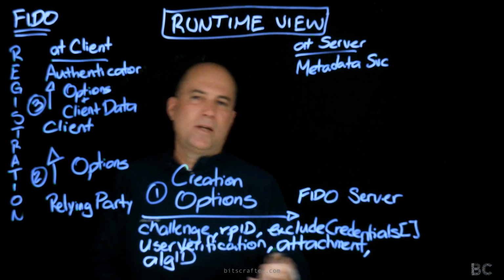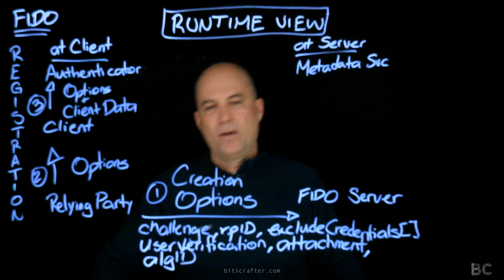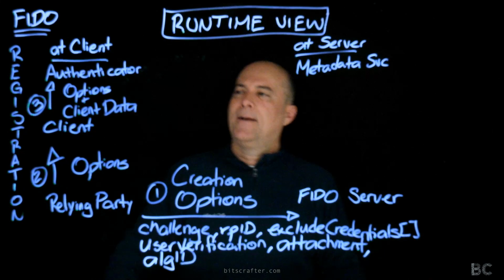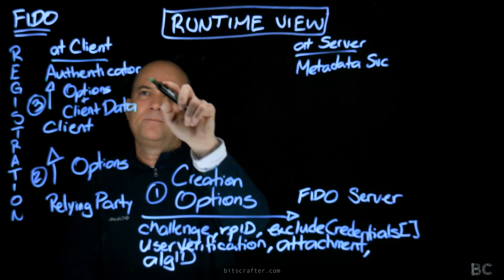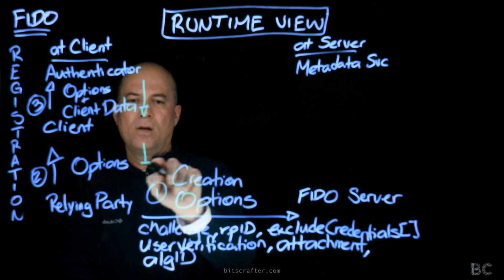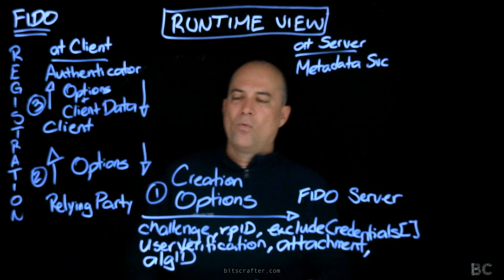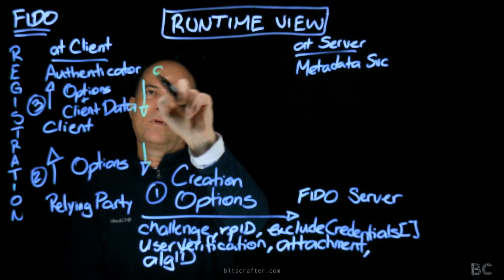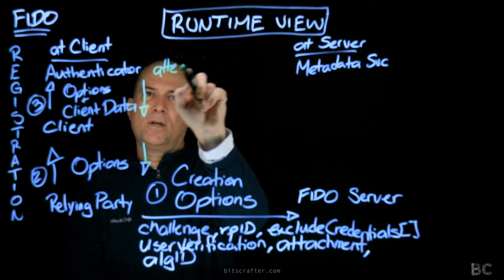Then the authenticator is going to create the key pair, right? The public and the private key are going to be created. And the authenticator is then going to respond. Now, what is the data in this response? One of them is an attestation object.